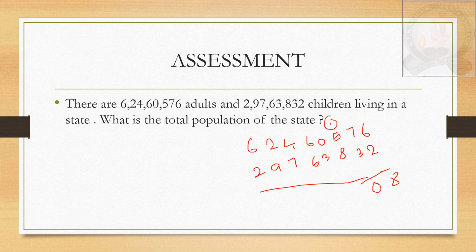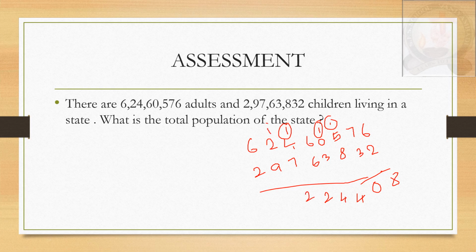6 plus 2 is 8 and 7 plus 3 is 10. For 10 write 0, 1 carry to the next digit. 1 plus 5 is 6, 6 plus 8 is 14. For 14 write 4, 1 carry to the next digit. 1 plus 3 is 4. 6 plus 6 is 12. For 12 write 2, 1 carry to the next digit.